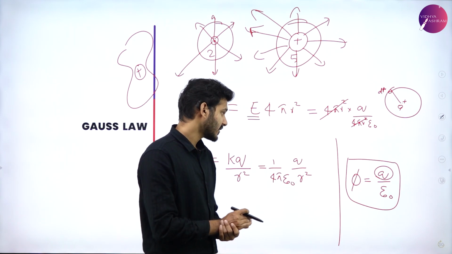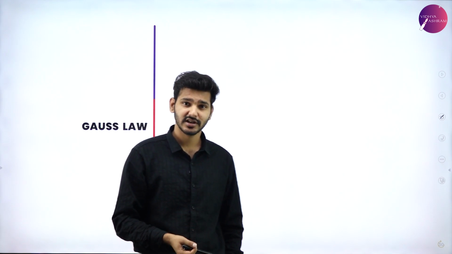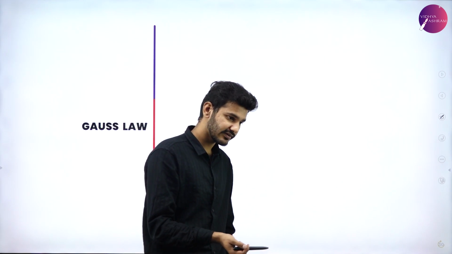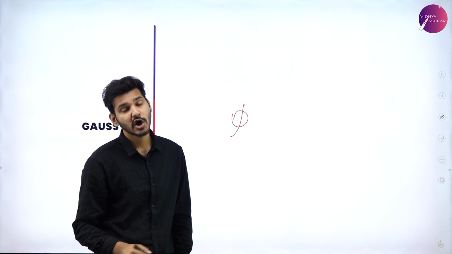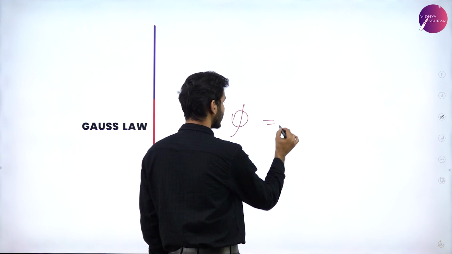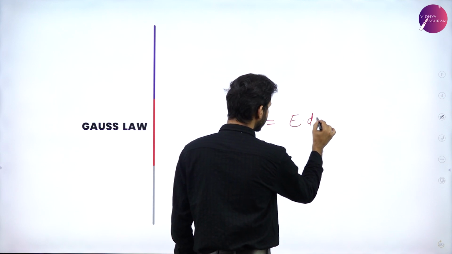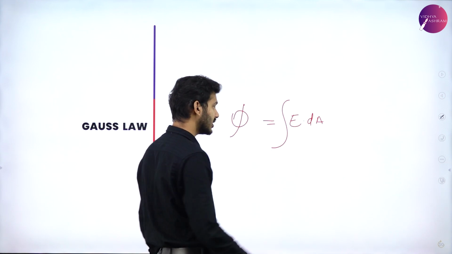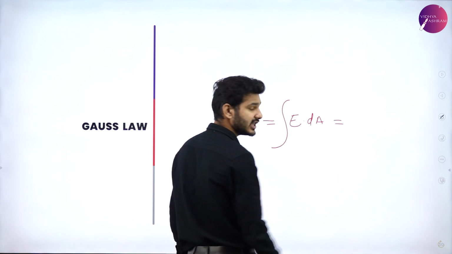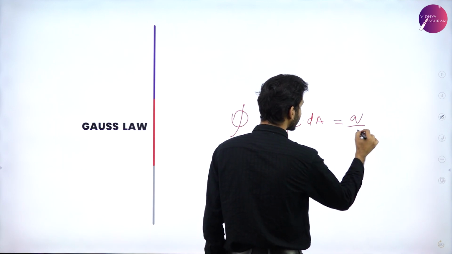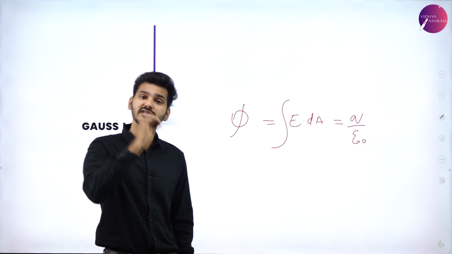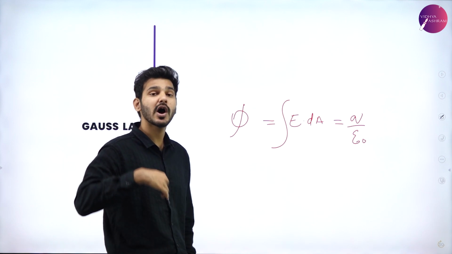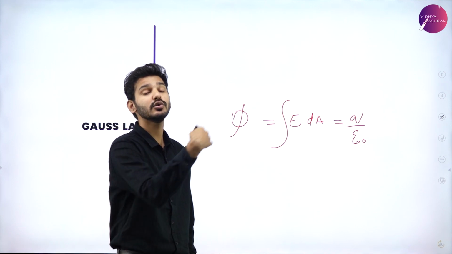So that is all about flux. A guy named Gauss and a guy named Maxwell also researched fields and electric charges, and they found out that the electric flux through a closed surface was equal to the integral of E dot dA, which is equal to Q divided by epsilon naught, which means that the flux coming out of a closed surface is equal to the amount of charge enclosed in the system.